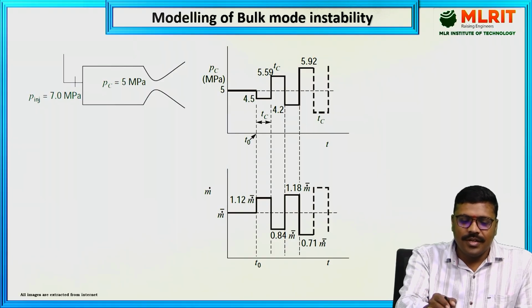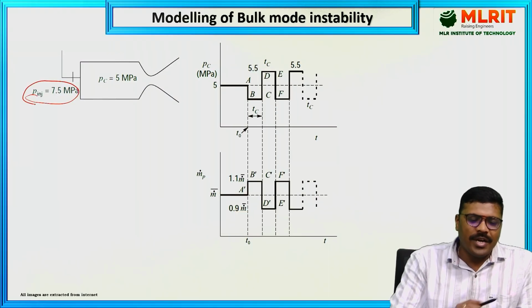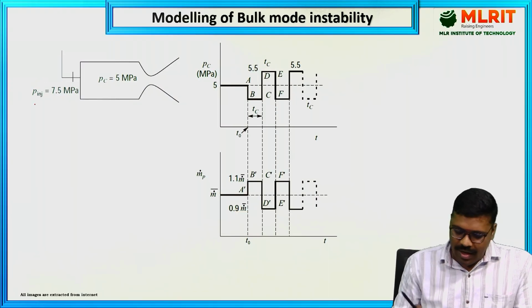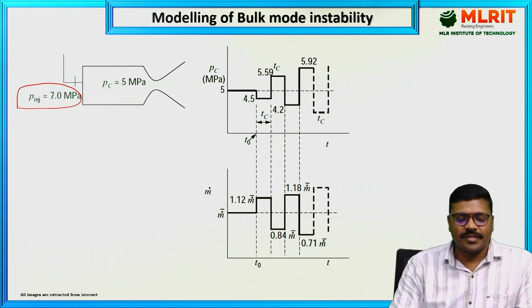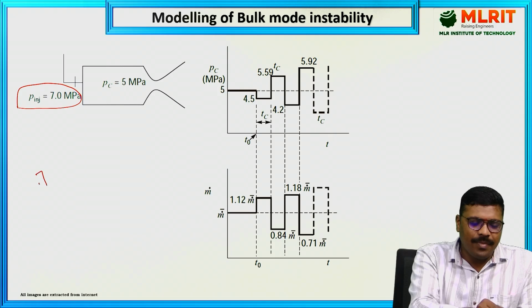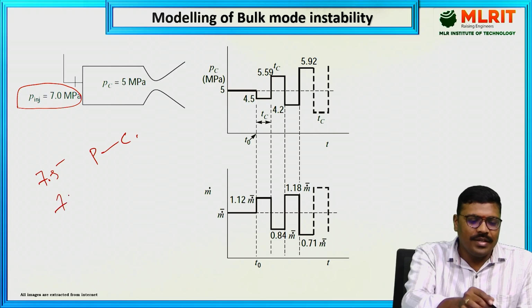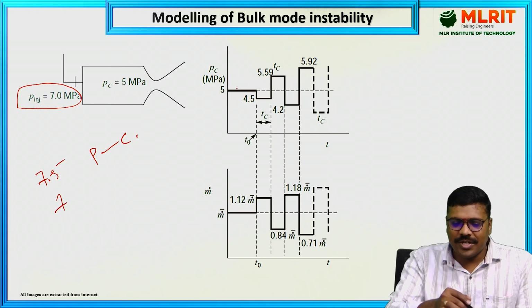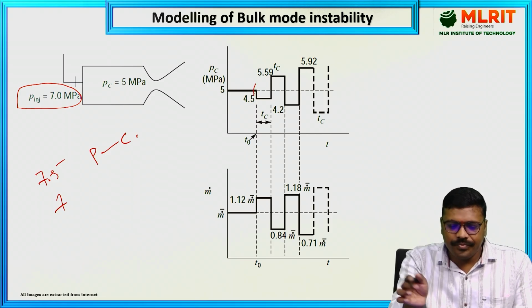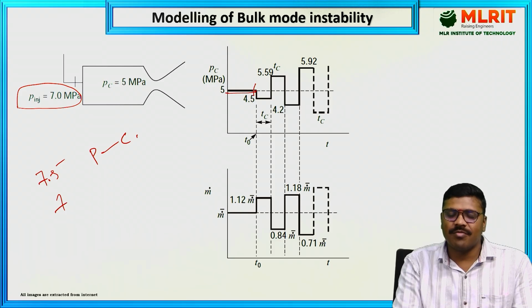Here you can see, in the previous case we maintained 7.5 megapascal, right? Now I have changed my injection pressure to 7 megapascal. When you use 7.5 megapascal, the pressure fluctuation is constant. But when I decrease the injection pressure to 7 megapascal, you can see the pressure fluctuations here. Up to this point, the pressure is constant. Here I have changed it, and a small combustion instability occurred.